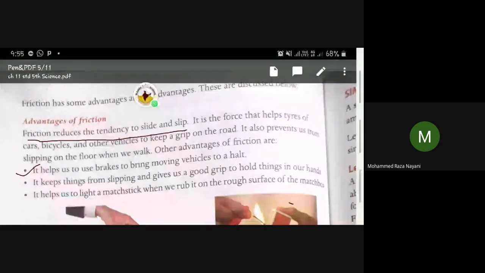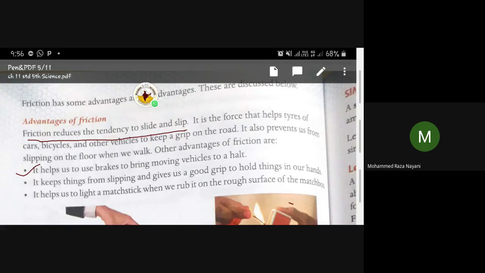As I told you, there are some advantages, and now we are talking about other advantages of friction. First, it helps us, and maine pehle hi bola tha ki because of friction only our vehicles are stopping. So it is very important to stop the vehicle. Agar hum vehicle ko brake na laga sake to vehicle kuch kaam ka hi nahi hai na. To hum utar nahi sakte, chadh nahi sakte, kuch nahi kar sakte, right? So friction helps us to use the brake in our vehicle. Because of friction our vehicle is stopping. This is the most important advantage of friction.